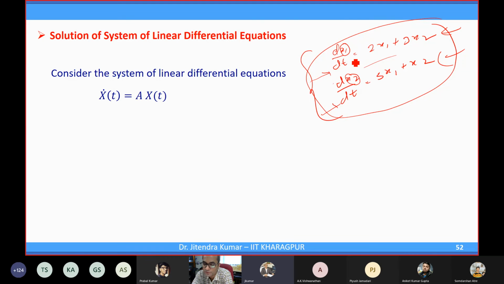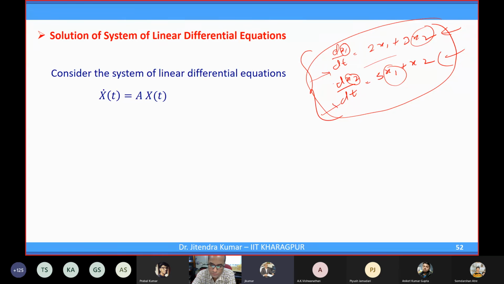They are coupled, right? The x1 equation has x2 and the x2 equation has x1. You cannot solve just one equation independently and then solve the second one independently and get your x1 and x2. That is not possible. So there should be some way to really solve this. And in practice, you have a large system, not just 2 by 2.